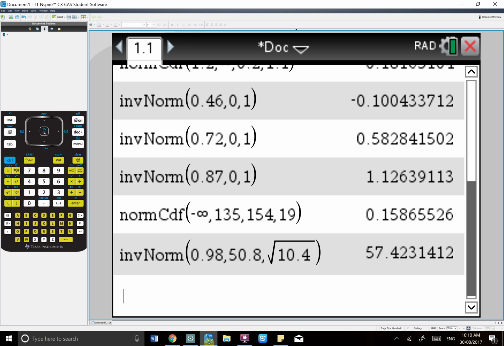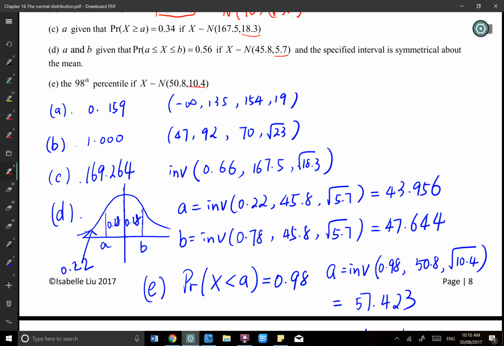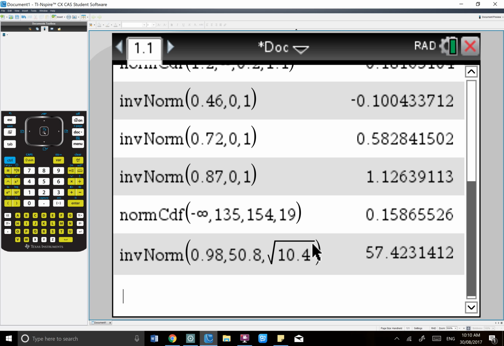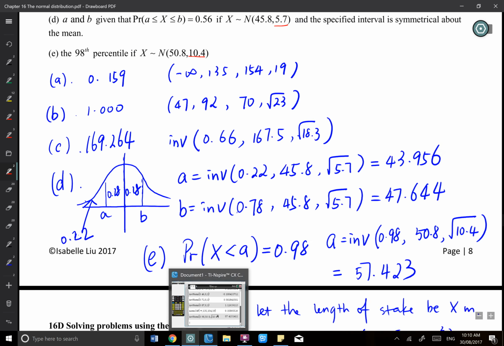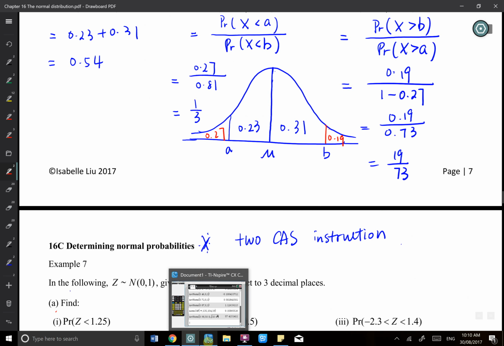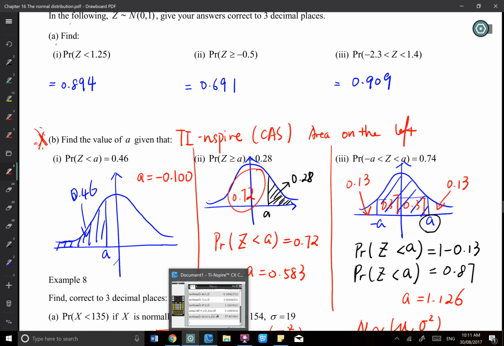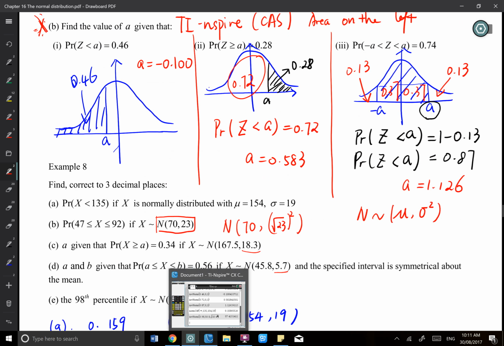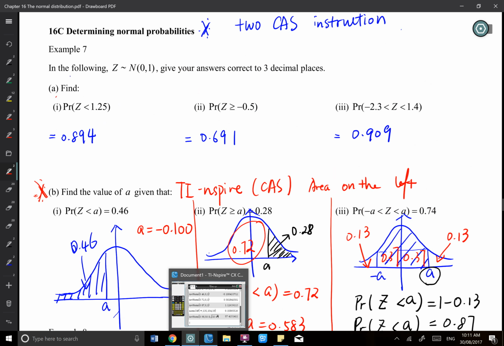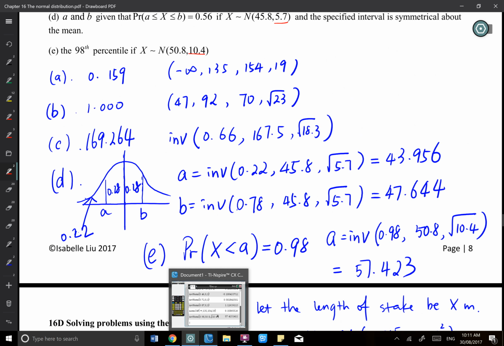And you have 57.423. So A will be that. A is also called the 98th percentile. Okay, it's the end of this lesson. We will continue tomorrow. This exercise is the basic, which is very important.